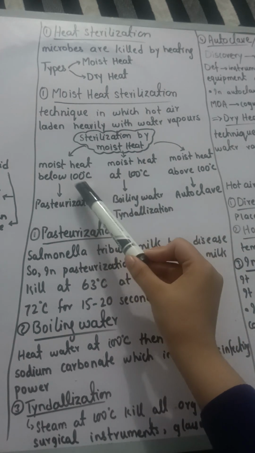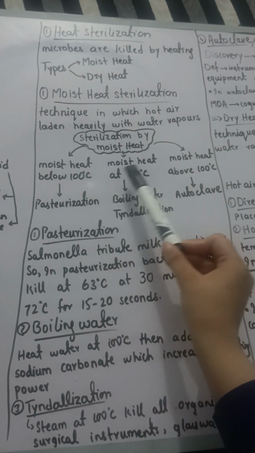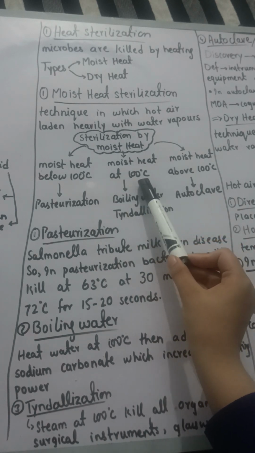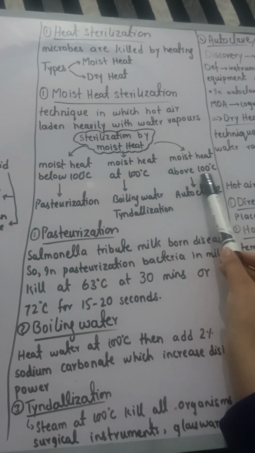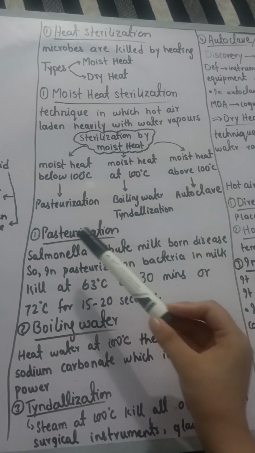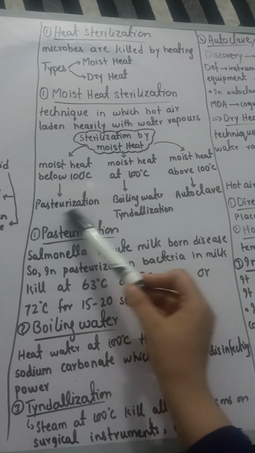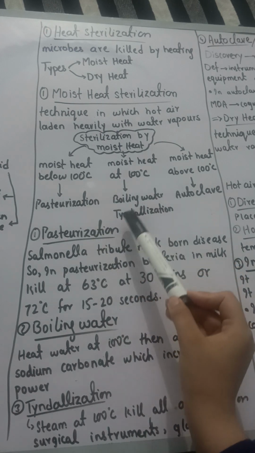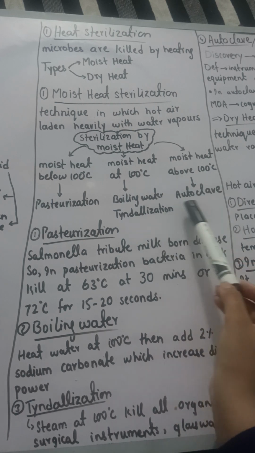There are again three divided methods of sterilization. The first is moist heat below the temperature of 100 degrees centigrade. Then we can do moist heat sterilization at 100 degrees centigrade, or above the temperature of 100 degrees centigrade. Their processes are also given: below 100, the pasteurization process is done; at 100, boiling water and tyndallization effects are observed; and above 100, the process used is called the autoclave.